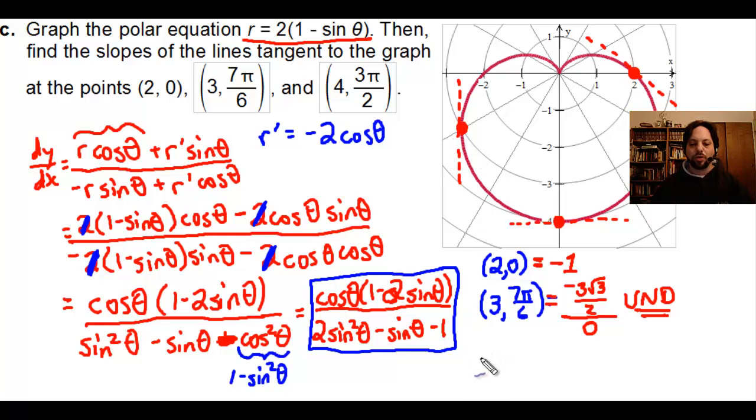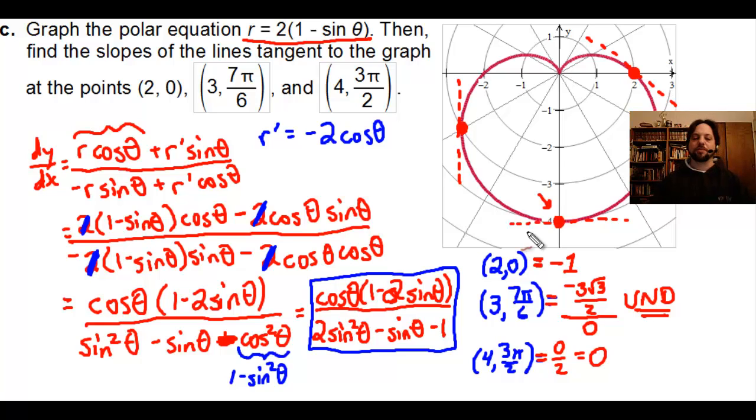And now let's do one more. If we do the point 4 comma 3 pi over 2. Again, just plug the 3 pi over 2 in, and what you should end up with here is 0 over 2. And that means that at this point here, we do have a horizontal tangent. It has a slope of 0. So that's how you do all this.